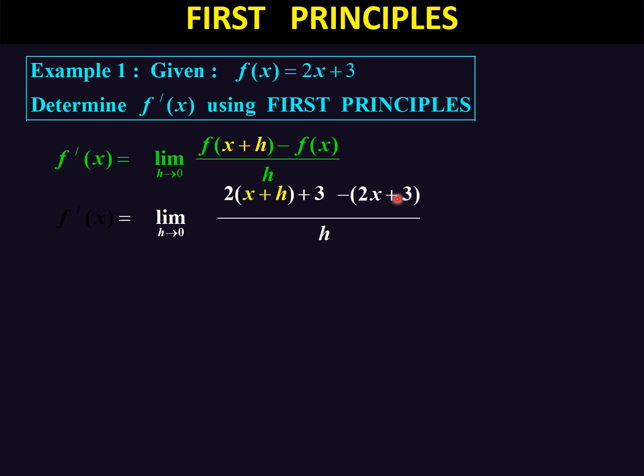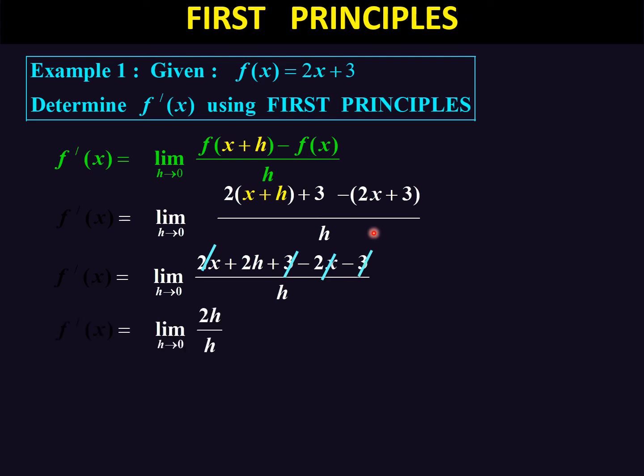Subtract, and it's best here to enclose that in brackets. Now we expand by removing the brackets, and you notice the 2x and the negative 2x gives you a 0. 3 and negative 3 gives me a 0. And then I end with a simplified expression. However, h is not 0, so I'm allowed to cancel the h there. And that gives me limit of 2. This is the limit of a constant. So that it's constant, it just remains a constant. What is the constant? 2, irrespective of what h is. So that still remains 2.